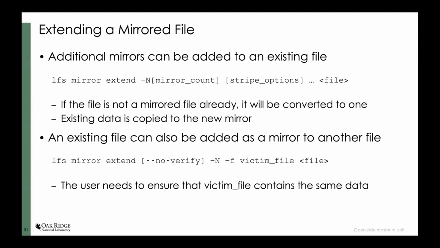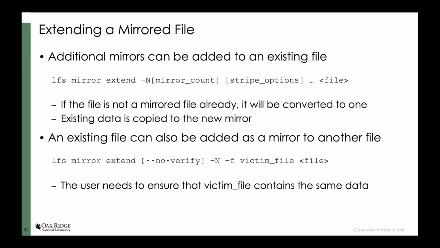Now, you can extend a mirrored file by adding additional mirrors to it, and that's done with the LFS mirror extend command. If a file is not already a mirrored file, it will convert it to be one. Any existing data in there is copied to the new mirror. And the syntax for it is similar to creating a mirror. You just specify the number of mirrors you want to create as well as the options for it, and those will be sort of appended onto the existing file.